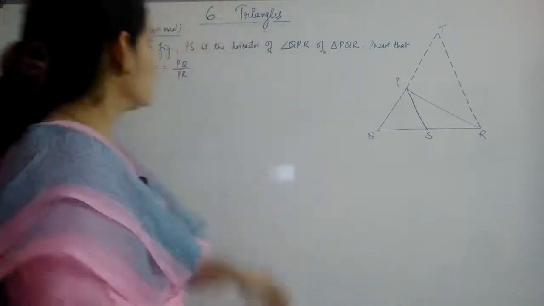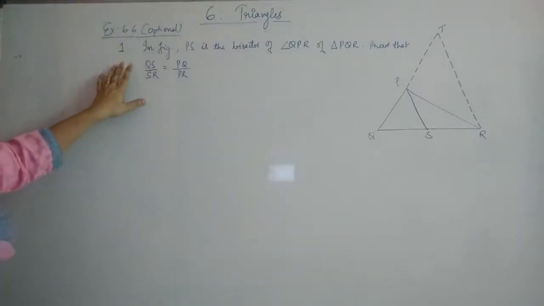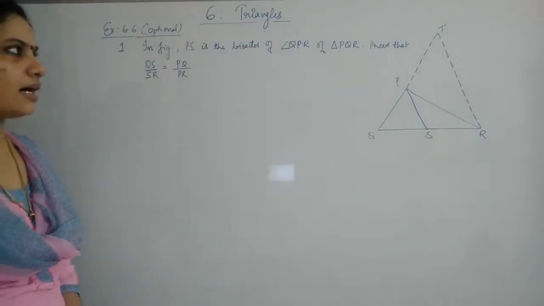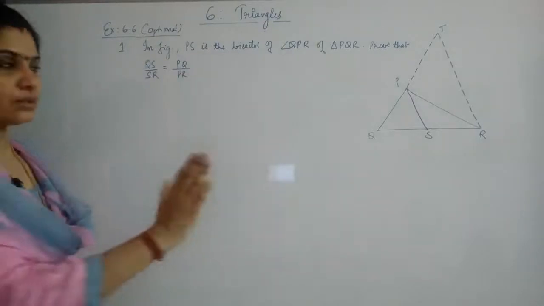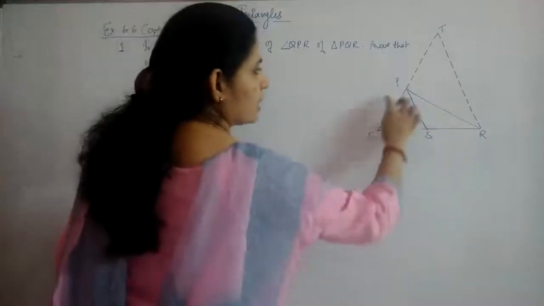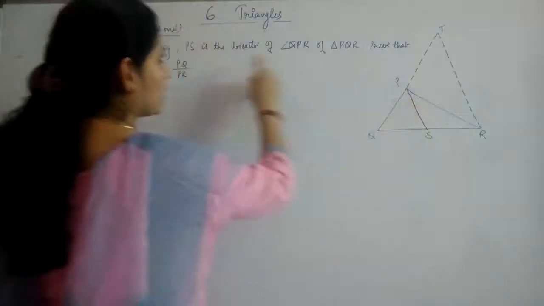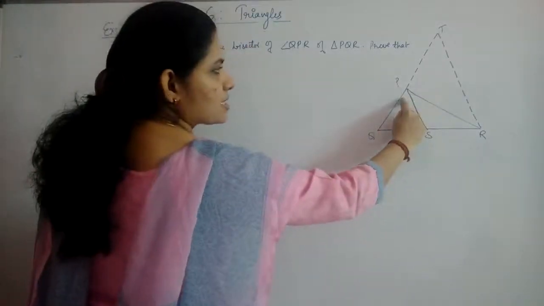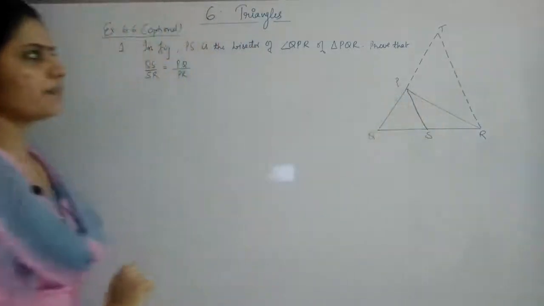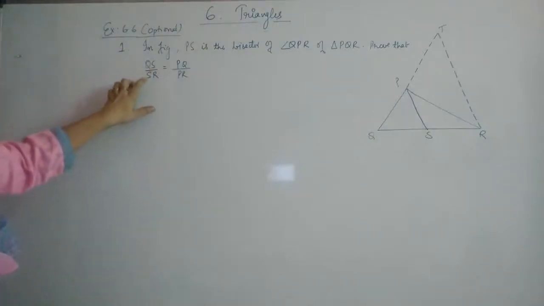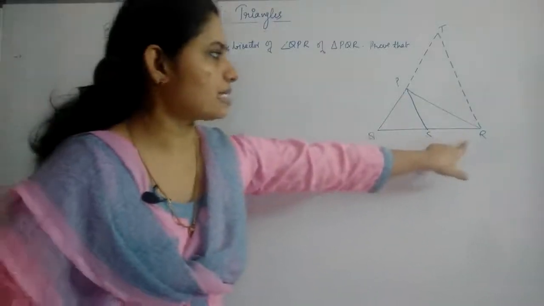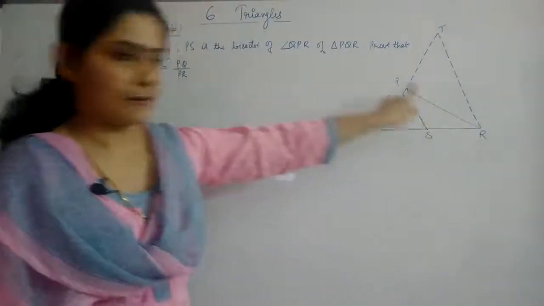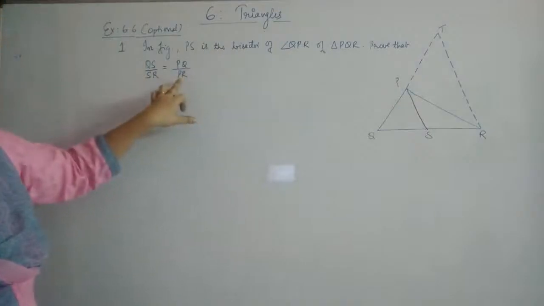Let's start. First question is, in the figure, PS is the bisector of angle QPR of triangle PQR. So in the question, this much triangle is given. PQR triangle is given and PS is acting as the angle bisector of angle QPR. That means this angle will be equal to this angle. Okay. And you have to prove that QS by SR is equal to QP or PQ by PR. So that is the thing which you need to prove.